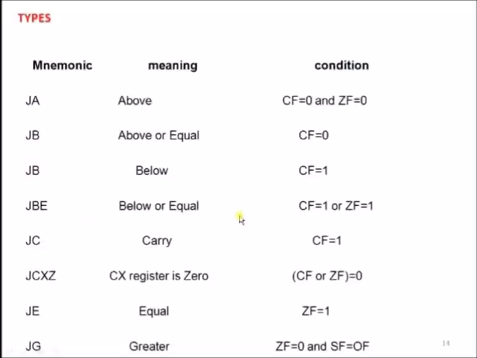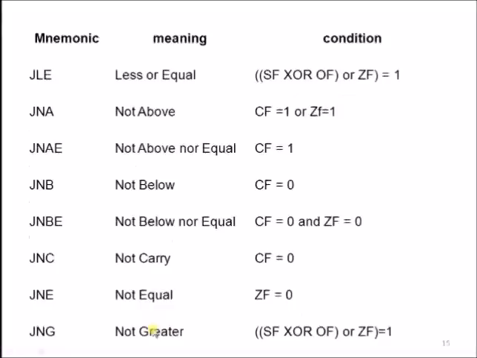Let us see some of the instructions which come under these conditional jumps. Jump if above: here it checks two flags, CF and ZF, and both should be 0. Then jump if below, jump if above or equal, jump if below or equal, JC jump if carry, and JCXZ, which is nothing but jump if CX is 0. Then jump if equal and jump if greater. All these instructions perform the condition checking on these flags. If those conditions are satisfied, only then is the control transferred to the specified location.